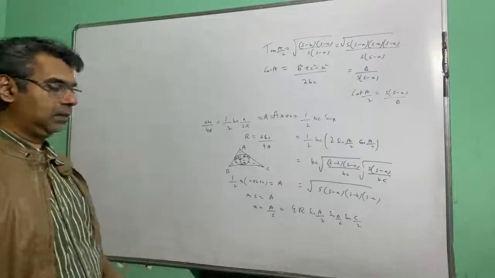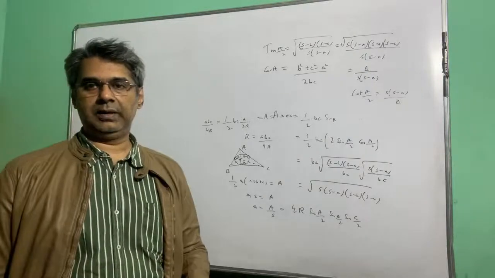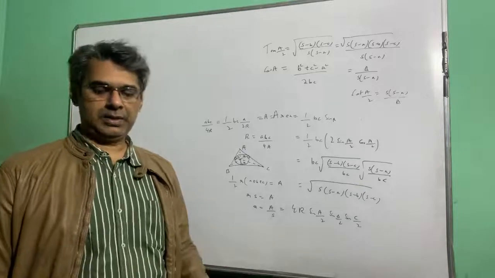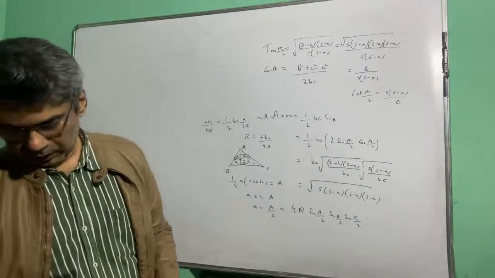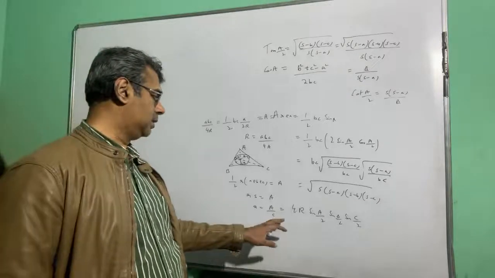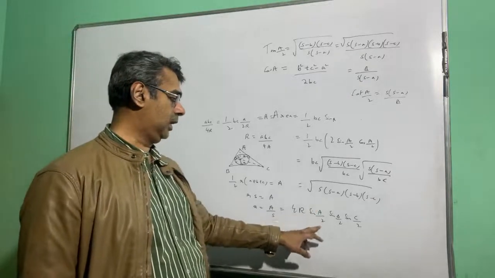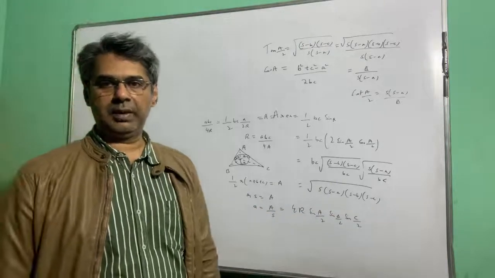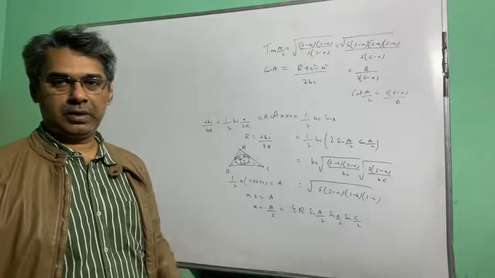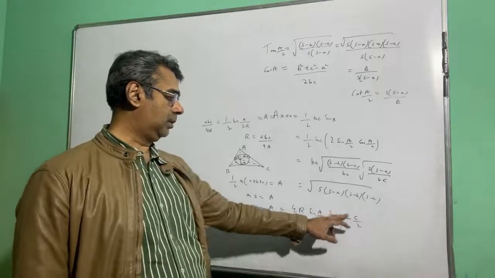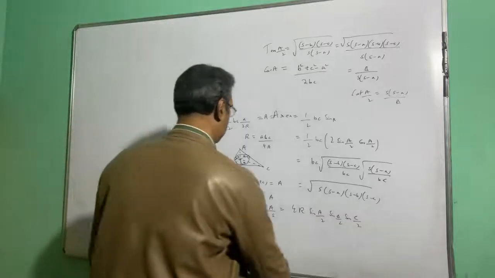Now there is a way to prove it by using trigonometric identities, but that proof is not really needed. I'm just telling you the formula. The formula is that small r is 4 into capital R into sin A by 2 into sin B by 2 into sin C by 2. This formula can be proved using trigonometric identities, but that proof is not really important.